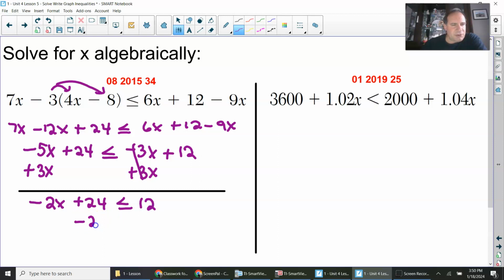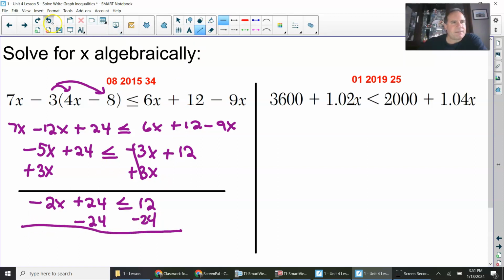So now you're going to subtract the 24 from both sides. This cancels. Let me just get a straight line going there.